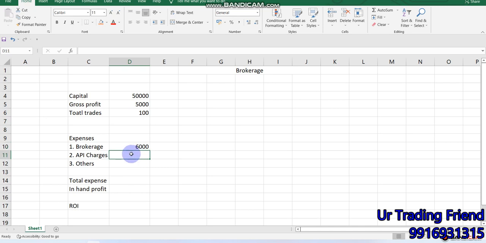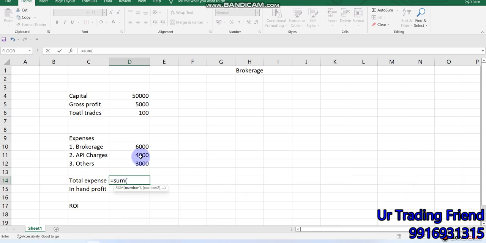Consider you have API charges of 4,000, randomly, I'm just telling you, and other expenses, it might be your electricity charges or internet charges or any other. If you are doing algo trading, algo charges, randomly I'll keep it 3,000. So what is your total expense? It will be the sum of these three. So you are generating 5,000 but you are paying 13,000 as charges and expenses.